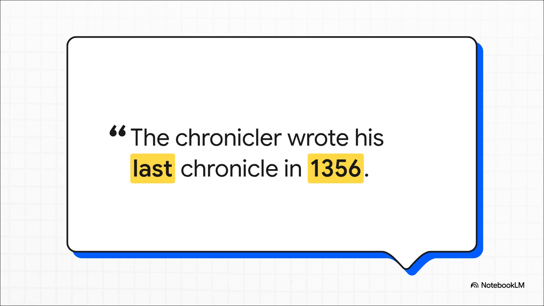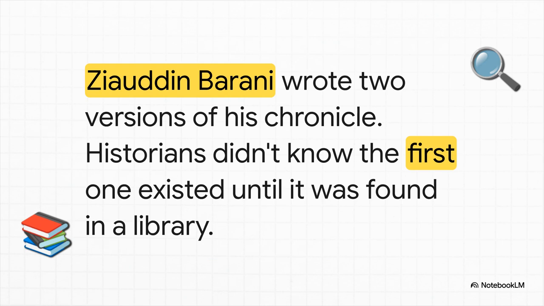Historians today have to sift through all these different versions just to guess what the author actually wrote. And this isn't just a hypothetical problem. This actually happened. A famous 14th century writer, Ziauddin Barani, wrote his big chronicle in 1356 and then wrote a different version 2 years later. For hundreds of years, historians only knew about that second version. The first one? It was just lost in a giant library and wasn't discovered until the 1960s. It just goes to show you how one new discovery can change everything.